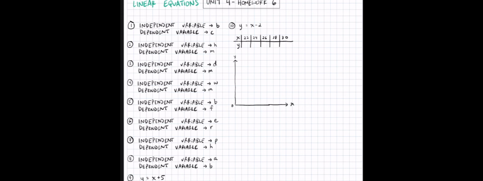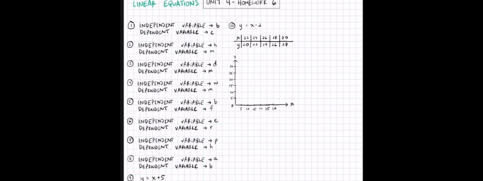Okay, so if x is 22, 22 minus 2 is 20, right? And then if x is 24, 24 minus 2 is 22. 26 minus 2 is 24. 28 minus 2 is 26. And 30 minus 2 is 28. Okay, so the x-axis, we have to go all the way up to 30. So maybe we'll do 5, 10, 15, 20, 25, and 30. And then for the y-axis, maybe we'll do the same thing actually. 5, 10, 15, 20, 25, and 30.